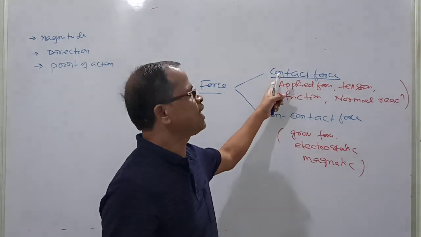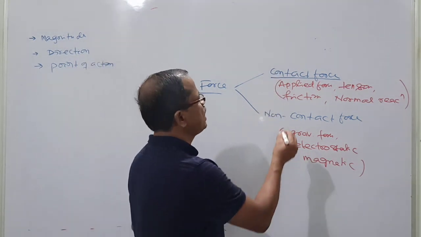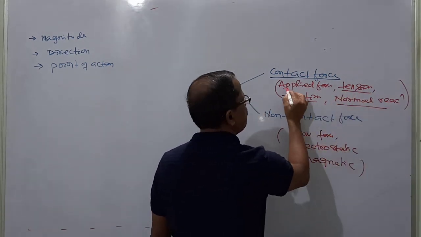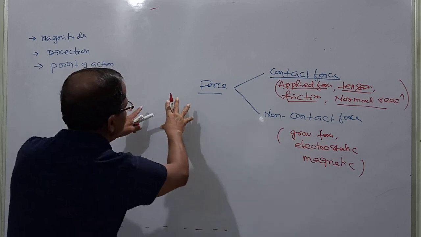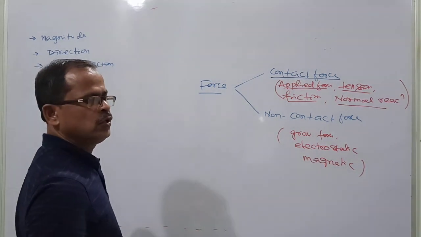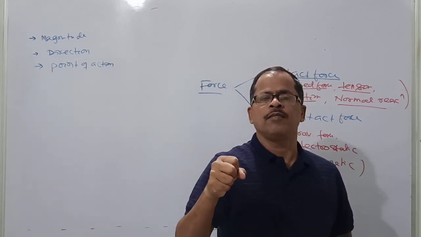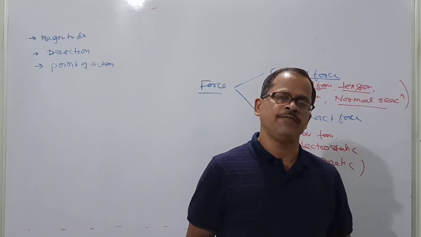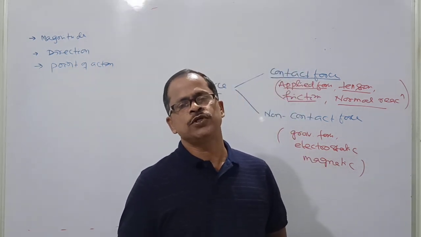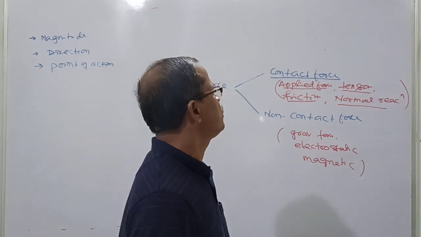One is contact type, another is non-contact type. Contact type forces are tension, friction, normal force, applied force. If I push the wall or the board, it is a contact force. If I use a magnet to attract iron, it is a non-contact type. The mango is falling, that is a non-contact type force, because of the gravitational force.